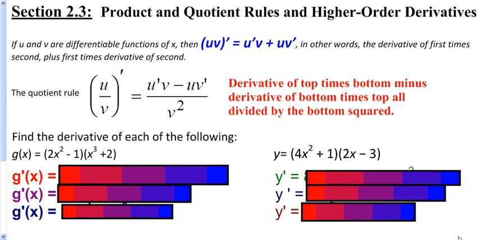Now, the product rule says if you're multiplying two things together and you want to take the derivative, you take the derivative of the first one times the second one, plus the first one times the derivative of the second one.